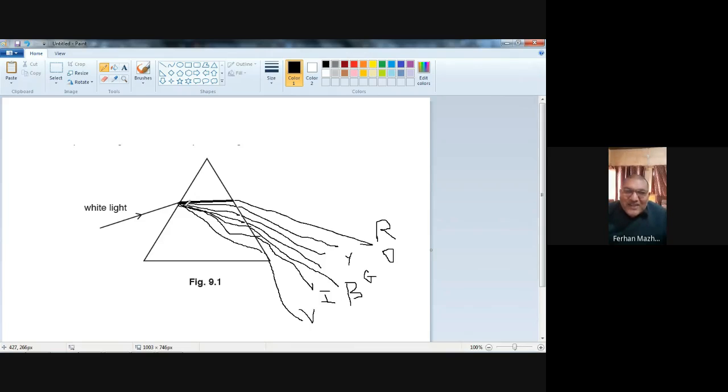Draw this diagram very neatly, okay? Because I am drawing with the cursor, my lines are not straight. And on each line, you have to write the name of the color: red, orange, yellow, green, blue, indigo, violet. The code word is ROY G BIV. Red, orange, yellow, green, blue, indigo, violet. Done. ROY G BIV. You are done?